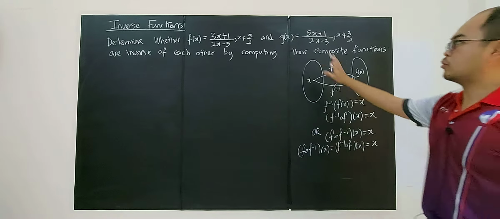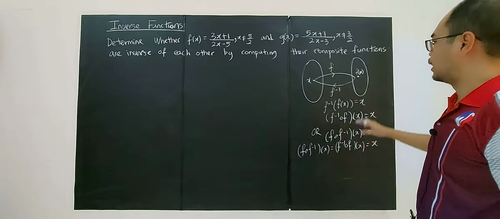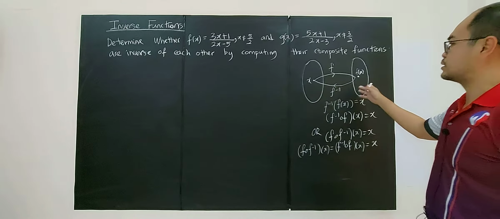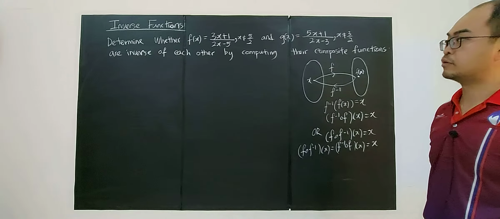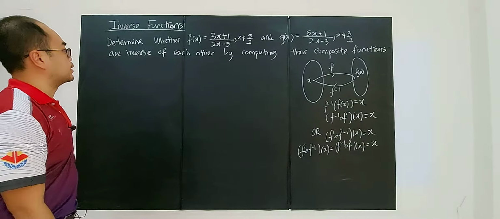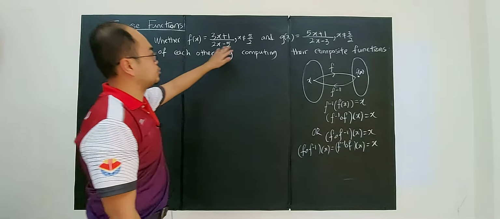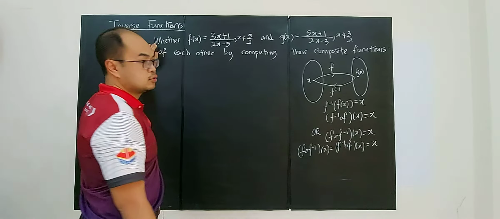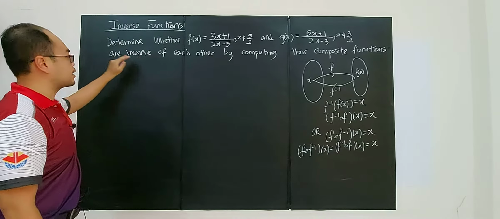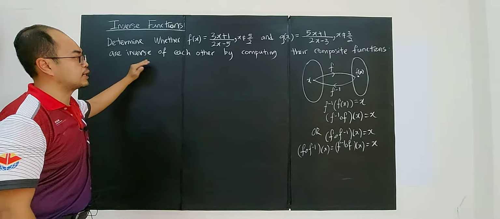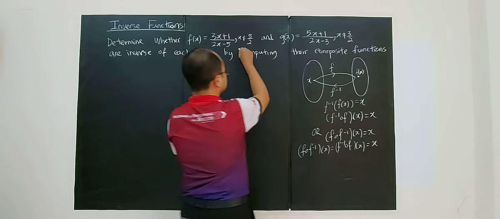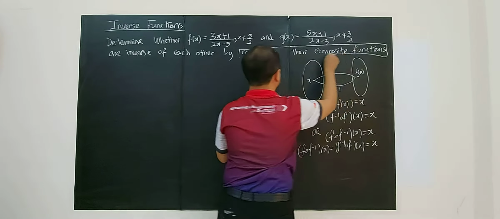Okay, I will go through this question and tell you about the properties of the inverse and the function itself. So let's look at this question here. Determine whether f(x) and g(x) are inverse of each other, adalah songsang kepada antara satu sama lain, by computing their composite function.